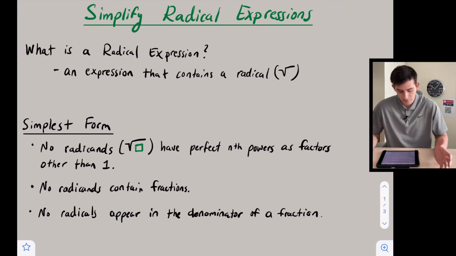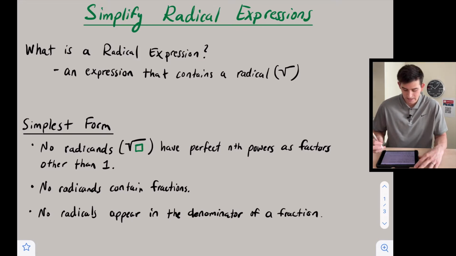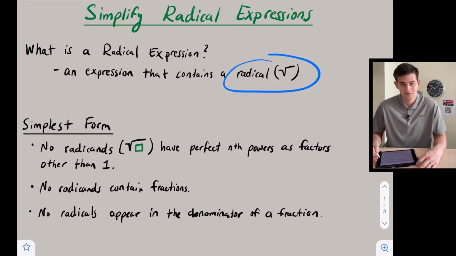So first of all, what is a radical expression? Well, a radical expression is just an expression that contains a radical. So what is a radical? It's that square root symbol that we see, and that's oftentimes what we call it, the square root symbol.